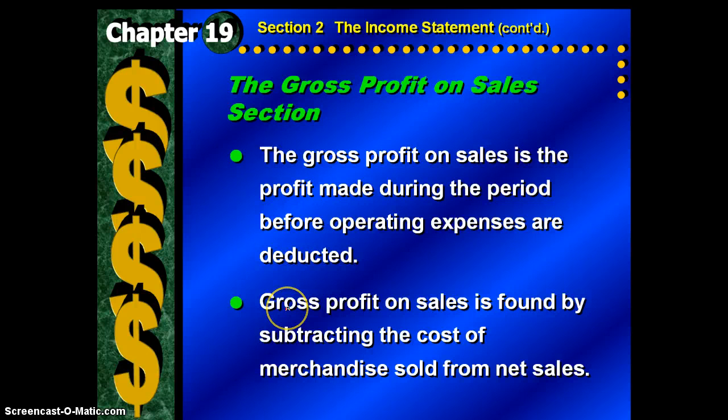The next section we have to talk about is the gross profit on sales section. The gross profit on sales is the profit that is made during the period before operating expenses are deducted. Gross profit on sales is found by subtracting the cost of merchandise sold from net sales, and we'll cover this in about 3 slides. We'll show you the whole worksheet.